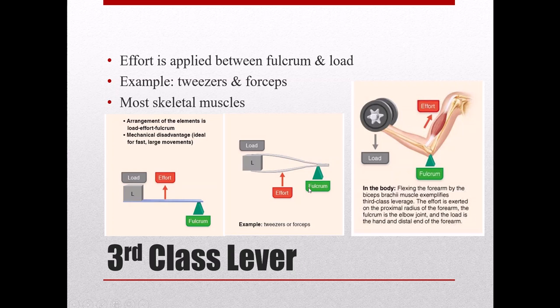So a good example in the body is the biceps brachii. So here is the fulcrum, that's our elbow. The biceps brachii contracting is our effort, and there is the load of the, say, weight that we're trying to lift in order to lift some weights and work out our muscles a little bit. So first class, second class, third class levers.